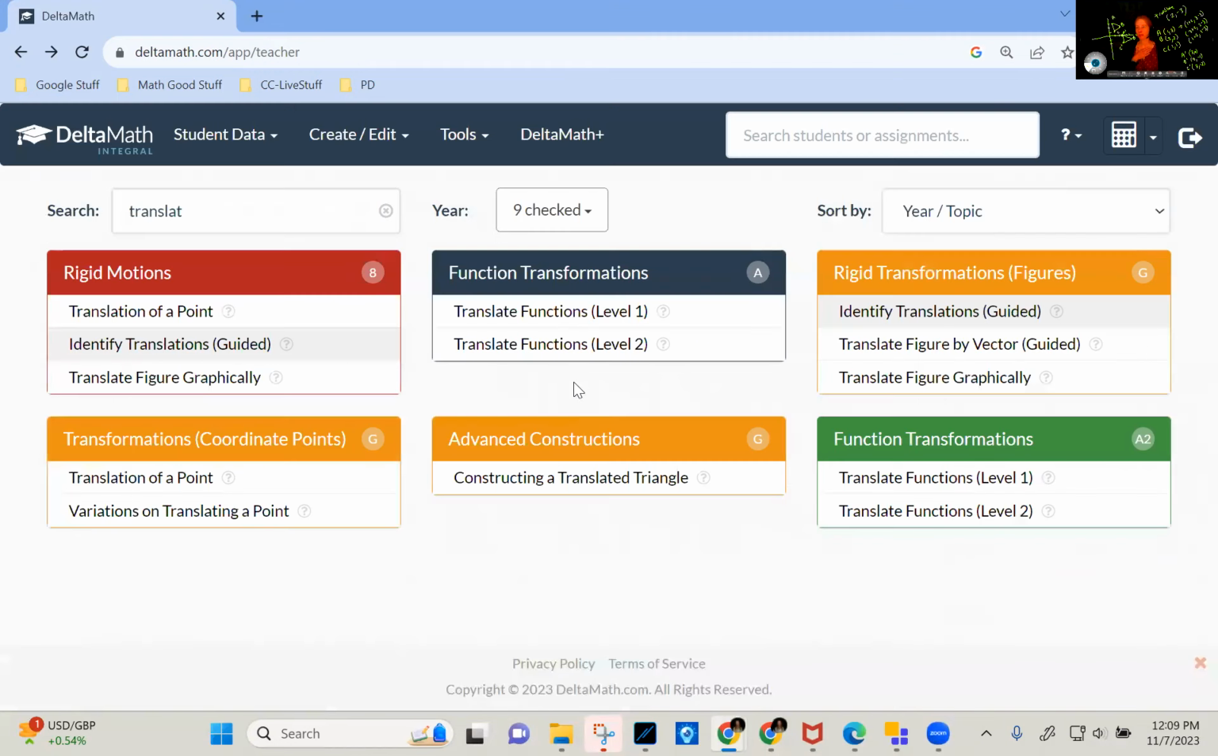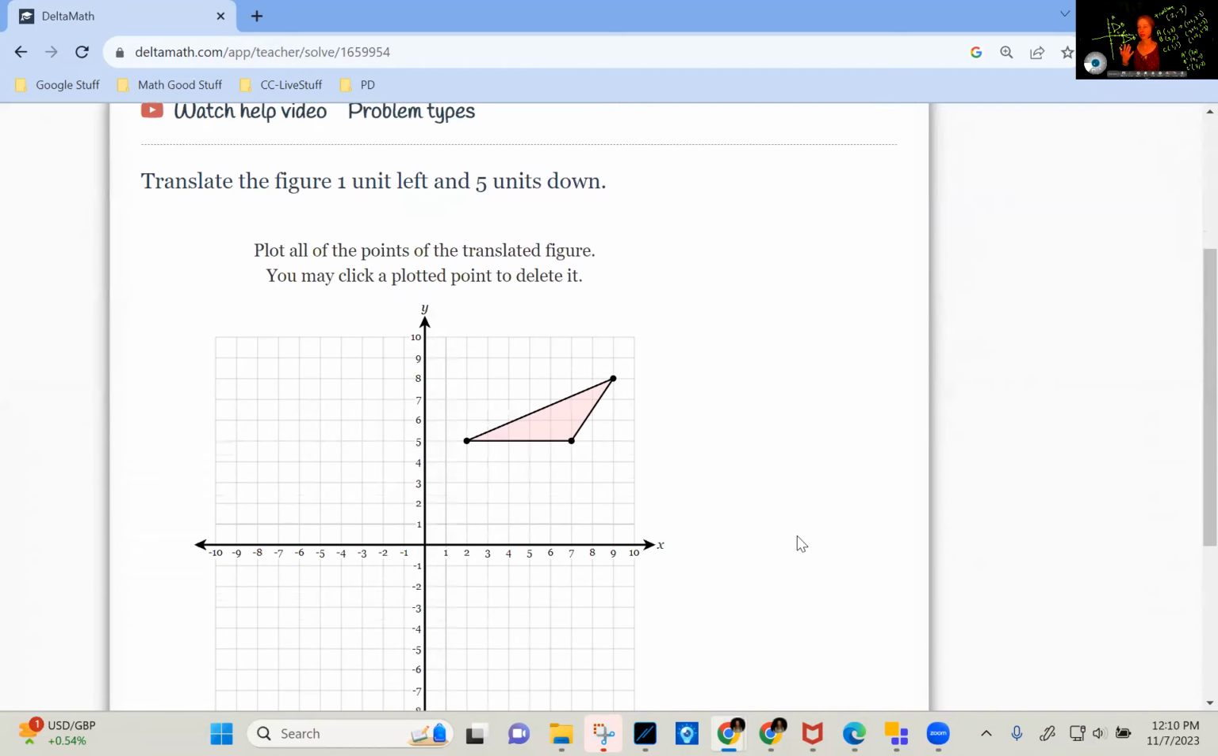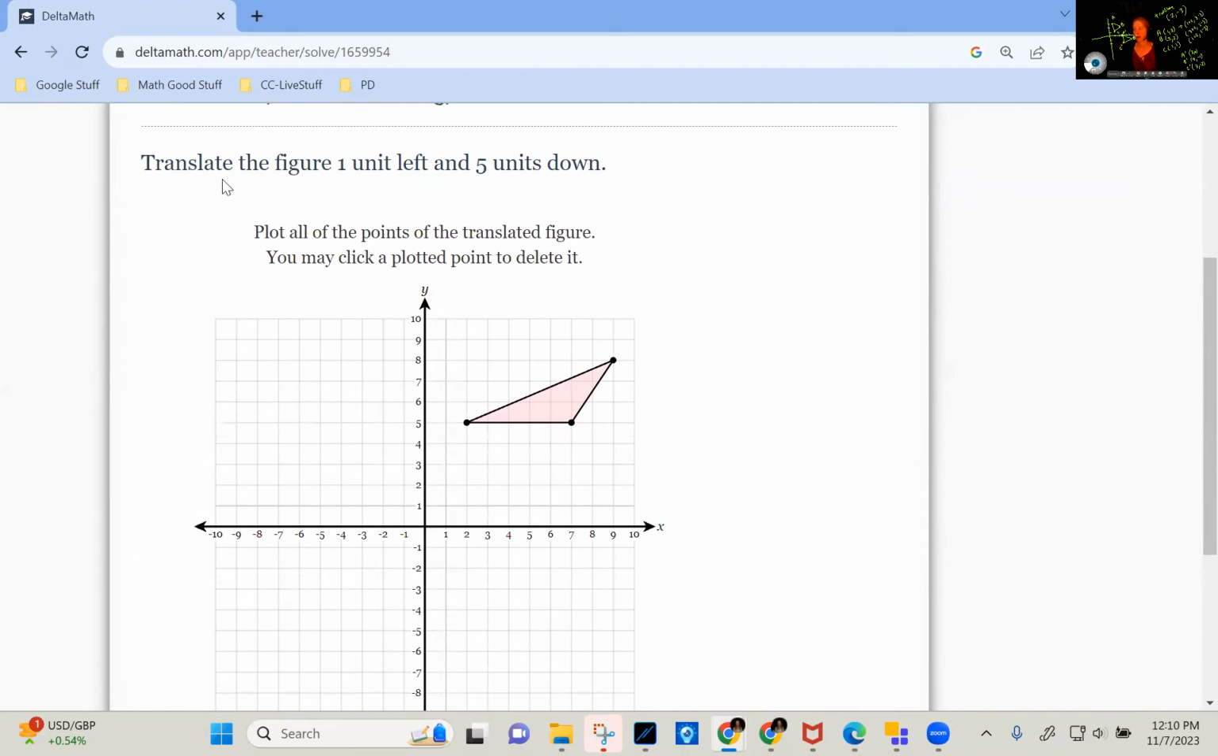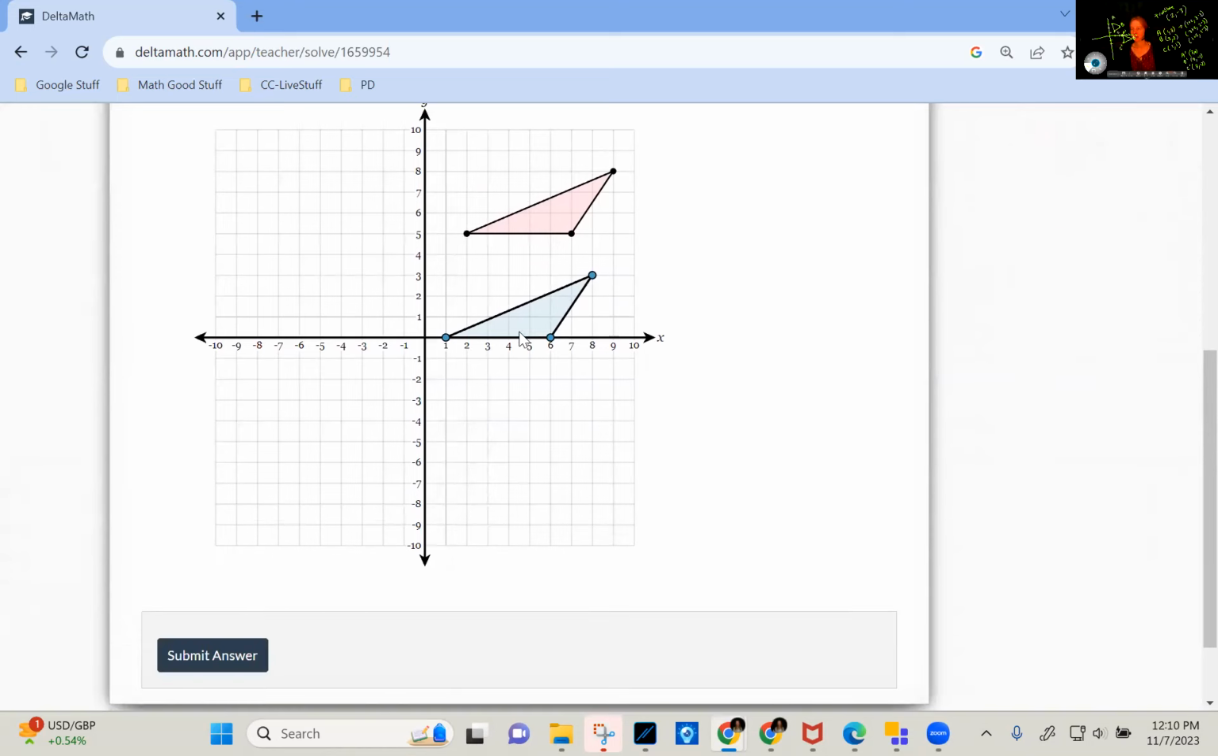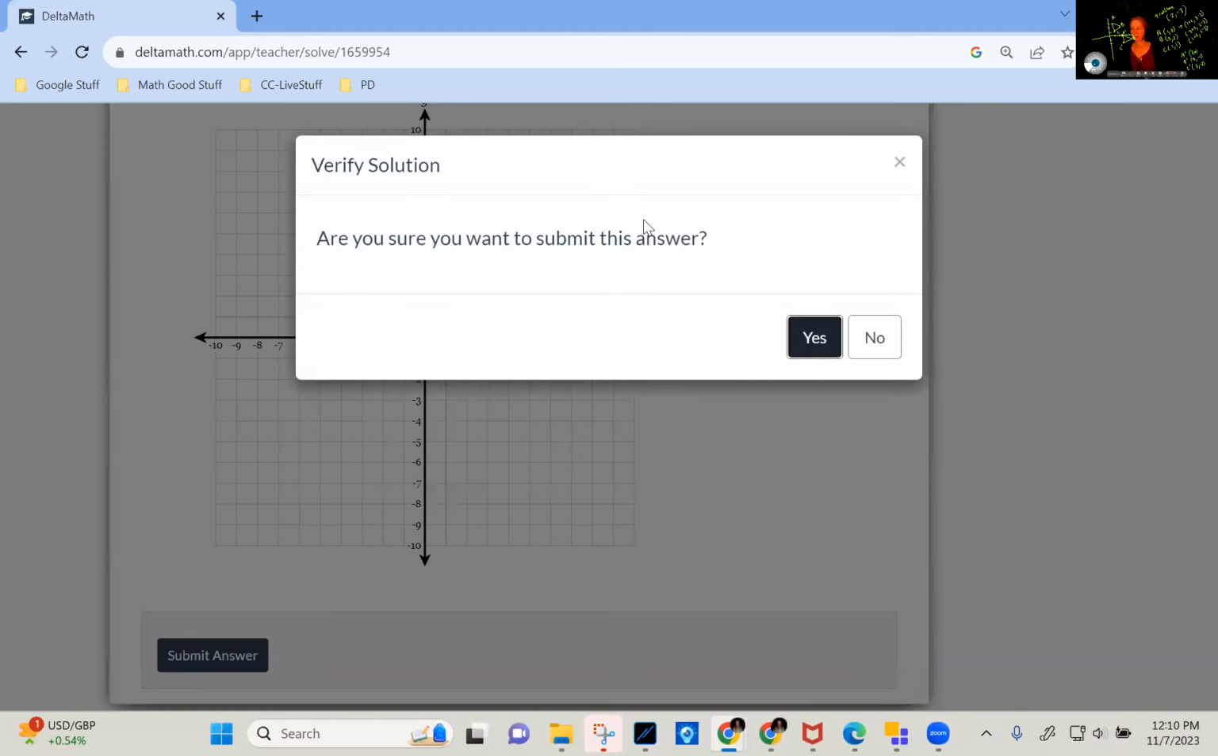The second type of problem that you're going to see is translating the figure graphically. It's going to be a lot more like we just did. However, you don't have to get those X, Y points. You're just drawing it. So translate the figure 1 unit left and 5 units down. I'm going to do each point. 1 left, 1, 2, 3, 4, 5 down. I'm going to click the point. I'm going to do that to my next one, and the next. And it makes that new figure. This is my image. This is my pre-image, and I will submit my answer.